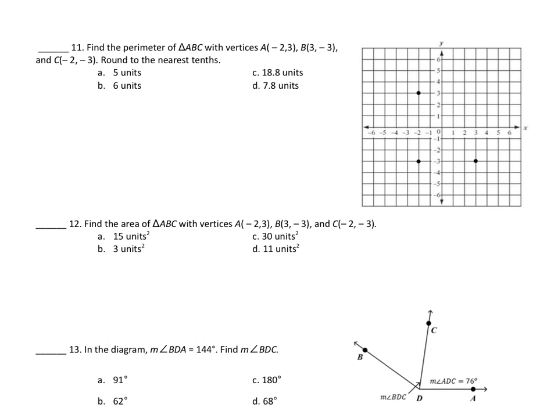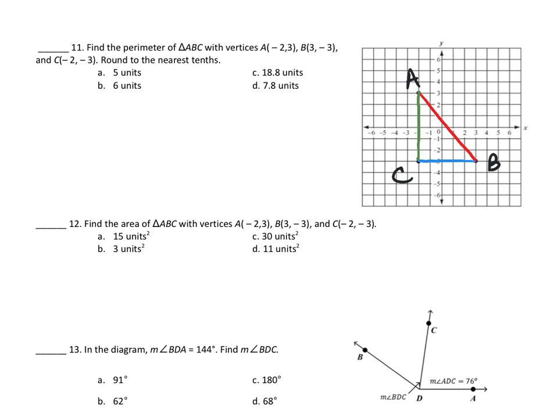Negative 2 comma 3 means that A is up here. 3 comma negative 3 means B is down here. And negative 2 comma negative 3 means C is right here. So when we connect the dots, we would have the line from A to B. We would have the line from B to C. And we have the line from C to A. 2 of those 3 are going to be really easy to find the length of.